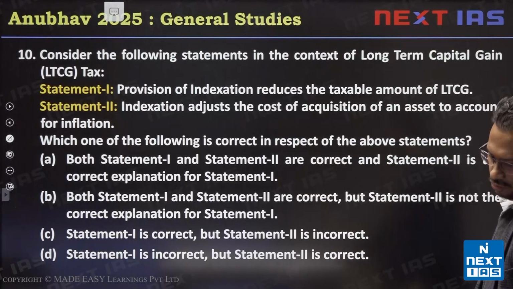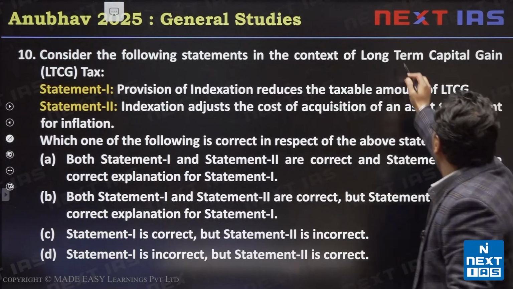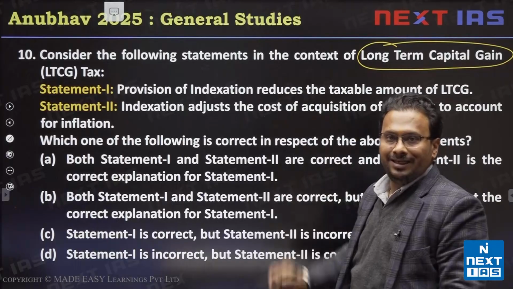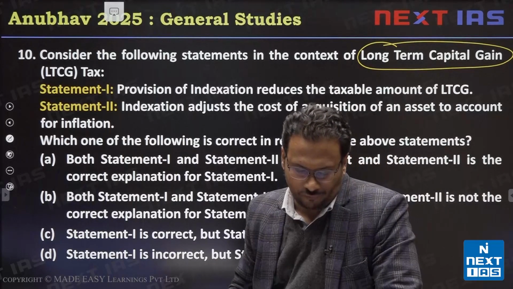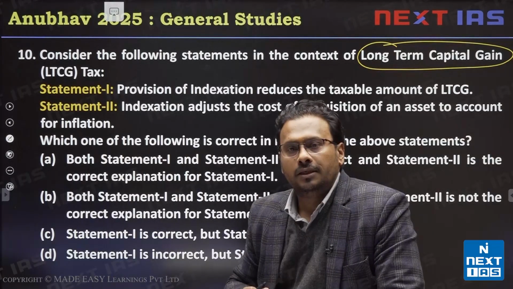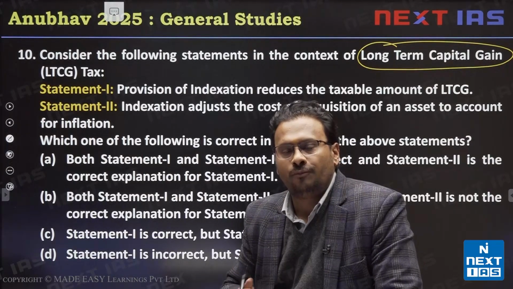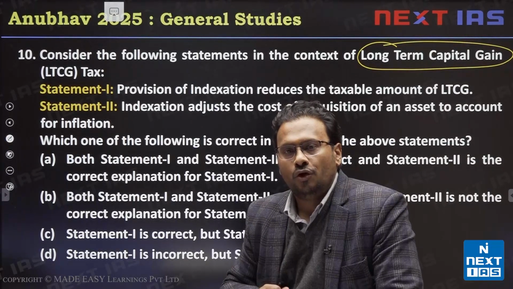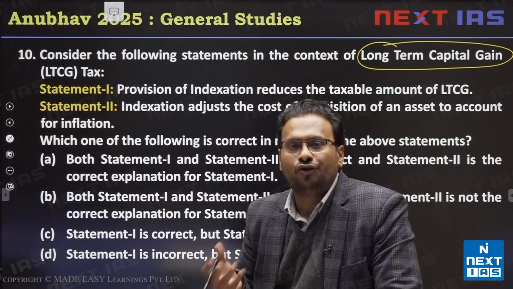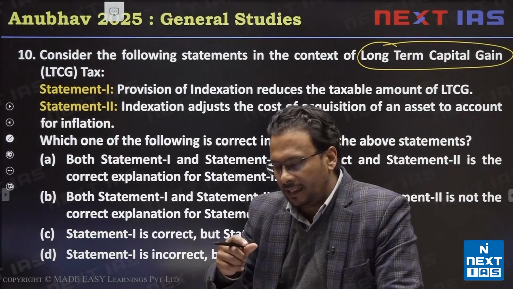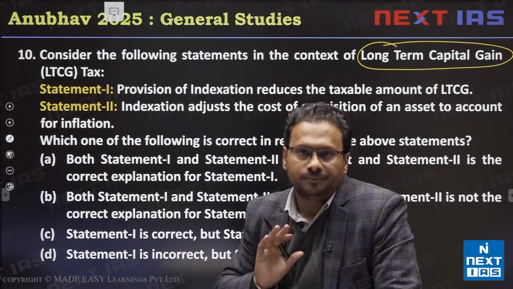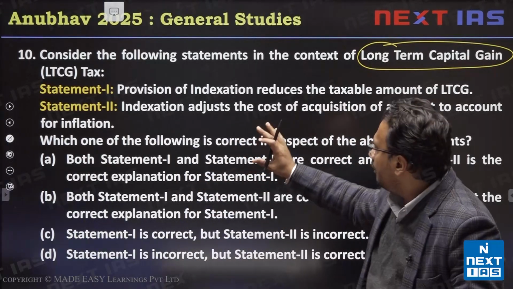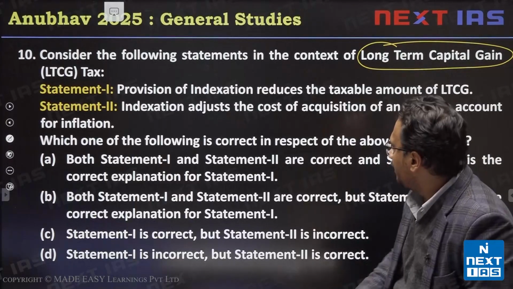Question number 10 says, consider the following statements in the context of long-term capital gain tax. If I talk simply about long-term capital gain tax, say the NAV of a bond at this moment is 10 rupees, or say after a year or after 2 years it becomes 15. That means I have 5 rupees of interest or income, right? This is basically what the long-term capital gain tax aspect is about.